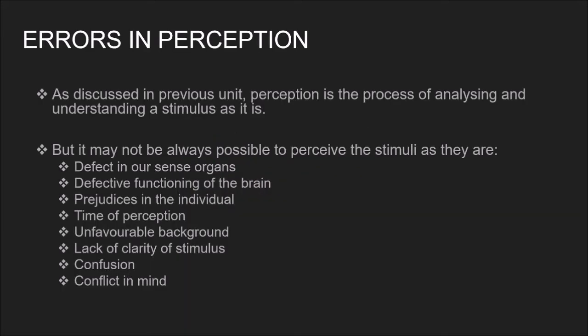Errors in perception. As discussed in the previous unit, perception is the process of analyzing and understanding a stimulus as it is. But it may not always be possible to perceive the stimuli as they are. The following factors affect our perception of the stimuli: defects in our sense organs, defective functioning of the brain, prejudices in the individual, time of perception, unfavorable background, lack of clarity of stimulus, confusion and conflict in mind, and other such factors are responsible for errors in perception.